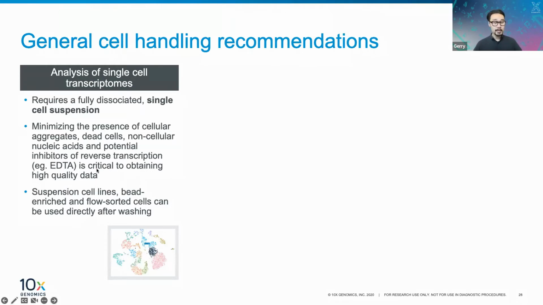Obviously, we're working with microfluidics, so very narrow channels. So we want to avoid aggregates because these can cause clogs in the microfluidics. Dead cells can give out nucleic acid that can cause cells to aggregate together, again causing potential clogs. And also, because we are doing a reverse transcription reaction inside the gems, we want to avoid those reverse transcription inhibitors like EDTA. So you can work with suspension cell lines, bead enriched, and also flow sorted cells with this particular assay directly after sorting and washing.